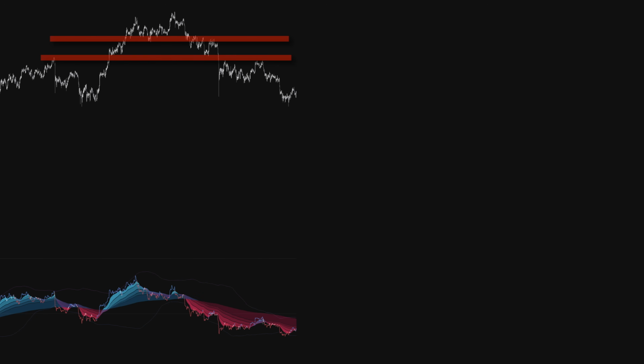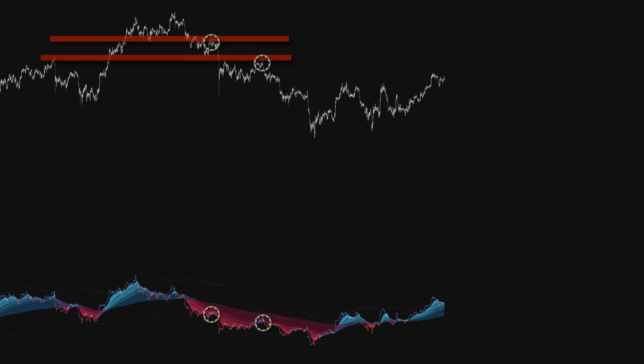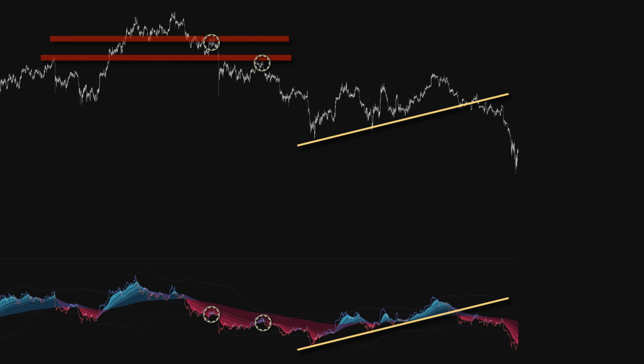Here's the uncomfortable truth. TP RSI doesn't work in isolation. No indicator does. You have to understand how to use it. You have to combine it with price action, key levels, and proper risk management. If you just slap it on a chart and expect magic, you'll be disappointed. And worse, you'll blame the tool instead of the process.